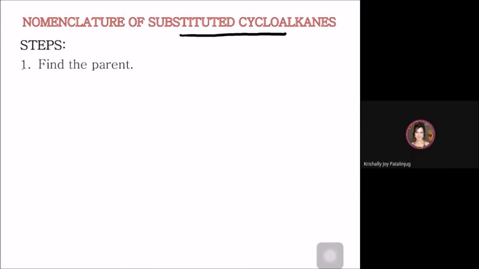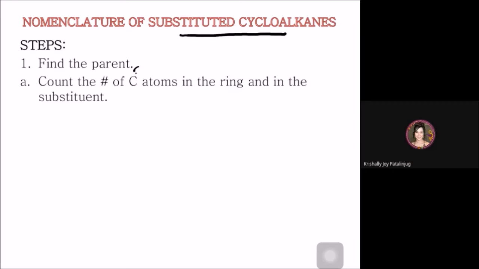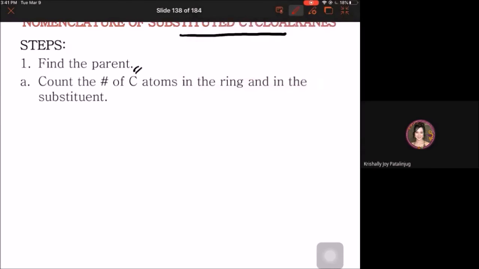Okay? Again, for substituted cycloalkanes, generally, it follows the basic steps for alkanes, but there are only two main additional steps, exclusive for substituted cycloalkanes. So, number one, under finding the parent, letter A, you have to count. Count the number of carbon atoms in the ring.